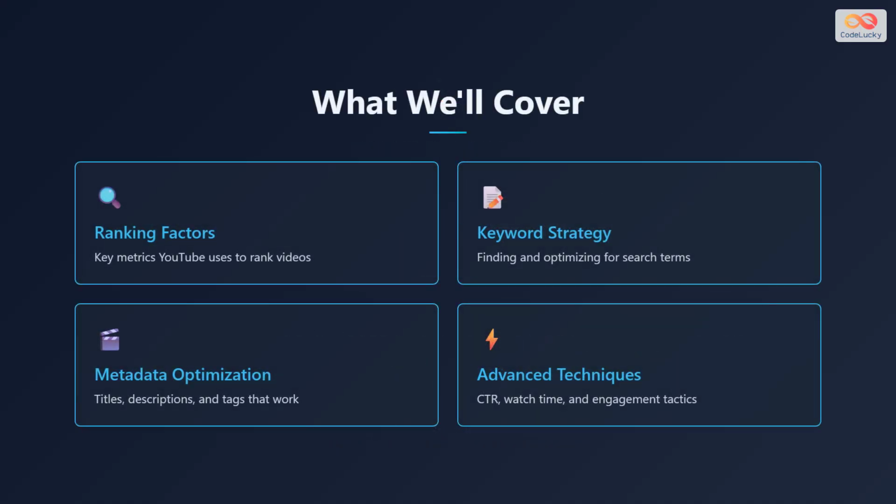YouTube SEO is the process of optimizing your videos to rank higher in YouTube search results and recommendations. Just like Google has SEO, YouTube has its own search algorithm that decides which videos to show to viewers. When you optimize your videos properly, YouTube shows them to more people who are searching for related content, which means more views, more subscribers, and more channel growth.